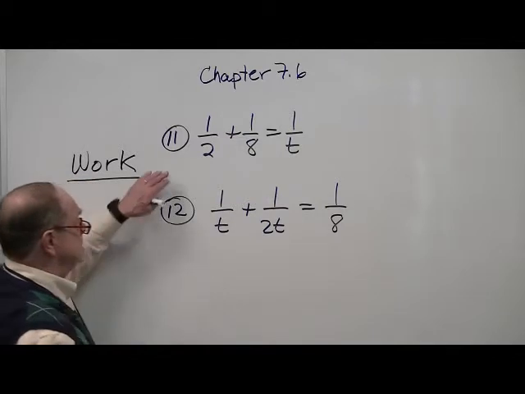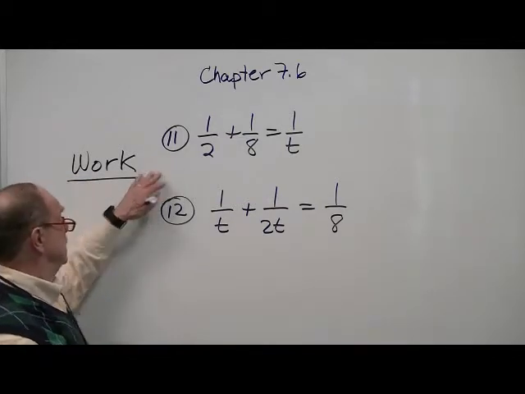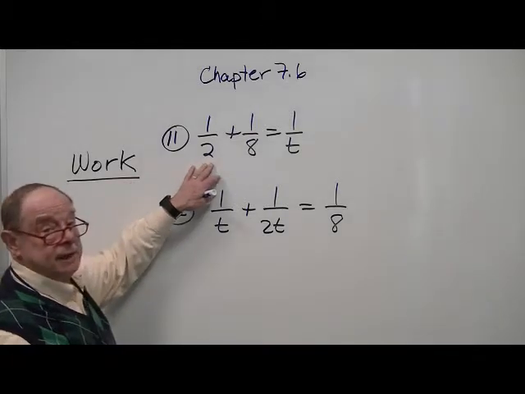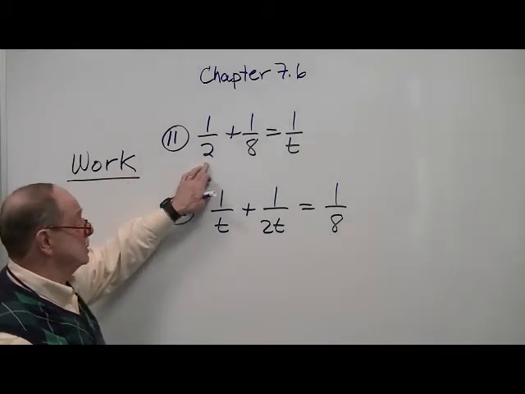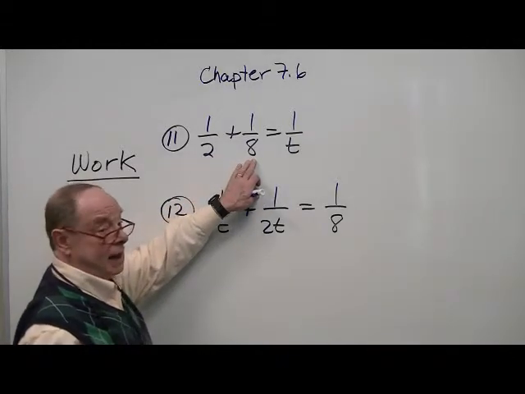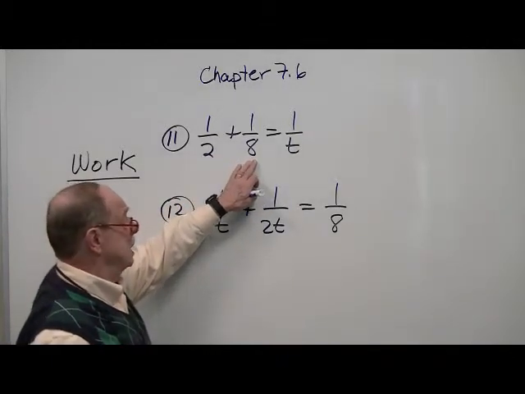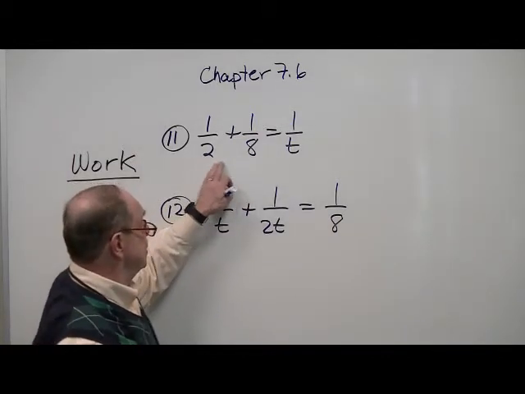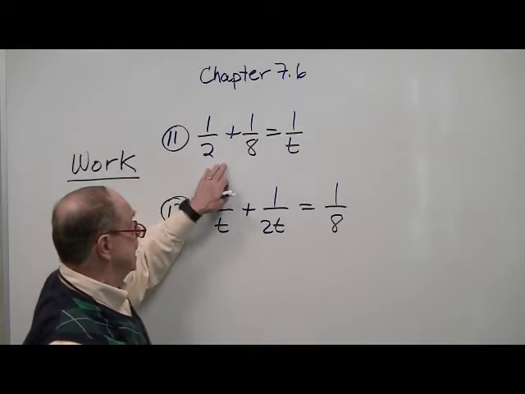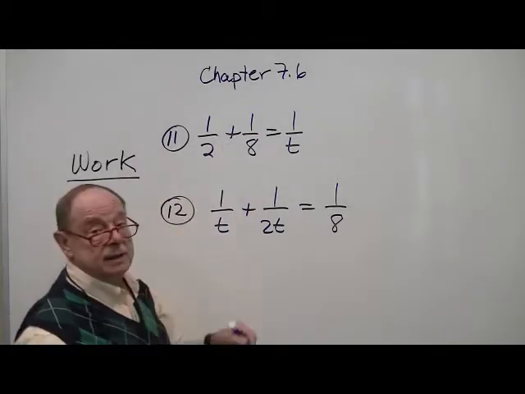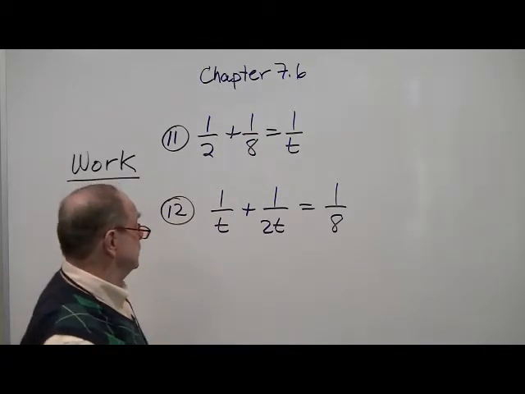As we look at example 11, again, this is a work problem. Here someone can get the job done in 2 hours. This person gets the job done in 8 hours. How long will it take working together? And there you would multiply each term by 8t. And I think you can do that.